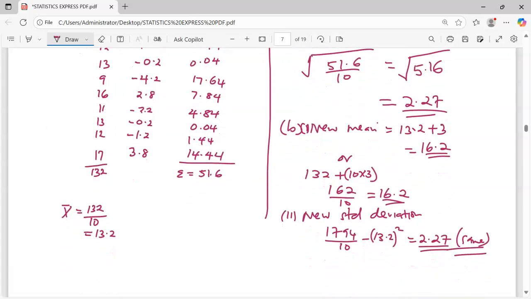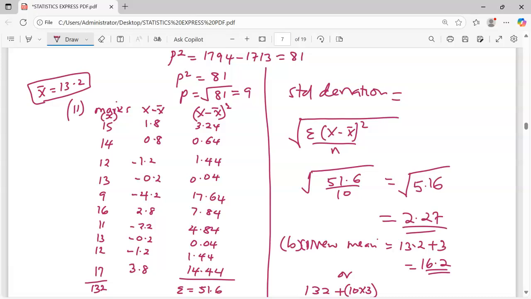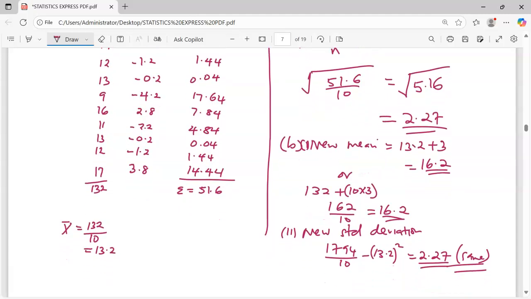You can as well use the new values, that is increasing each mark by 3 and repeating the entire process. It will still give you the same answer of 2.27.